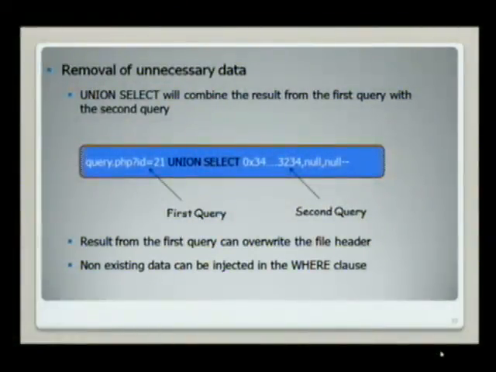If you look at this, the UNION SELECT will combine the result from the first query with the second query. And you will find that the result from the first query can overwrite your file header. To prevent this from happening, what you can do is inject non-existing data in the WHERE clause to force the application to return empty data for the first query.